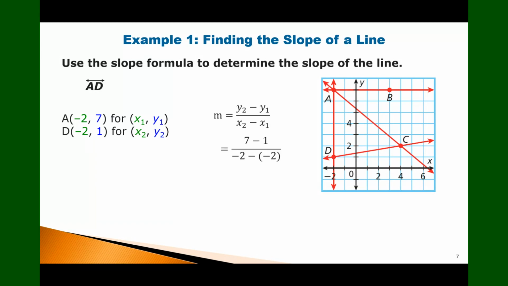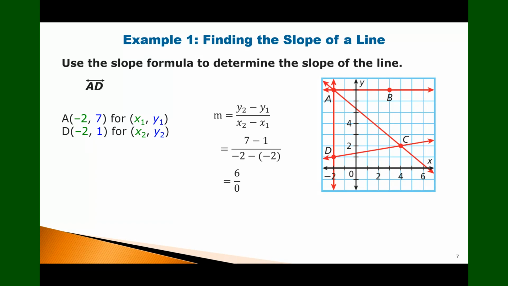I plugged the points in as you see on the screen. So I did 7 minus 1 and then negative 2 minus a negative 2. So negative 2 plus 2. So I ended up with a 6 over 0. And no matter which way you set it up, you should have ended up with the same thing.